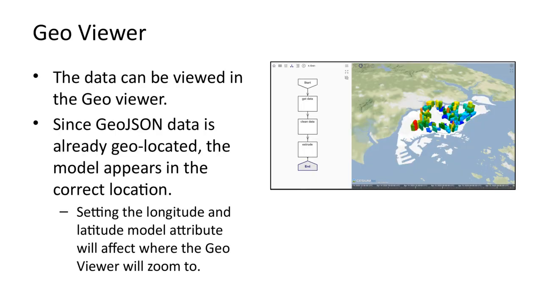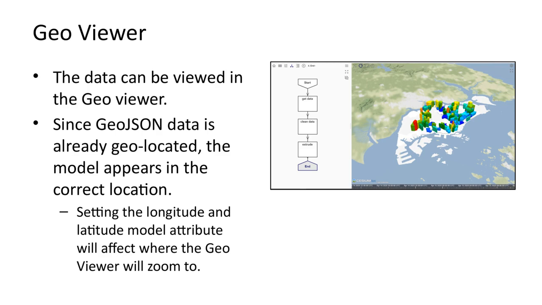Since the model is generated from geospatial data, the location of the model will already be geospatially correct. This means that when the model is viewed in the Geo viewer, the Singapore data will appear in the correct location on the globe. Setting the longitude and latitude model attribute will affect where the Geo viewer will zoom to when the Zoom All button is clicked.